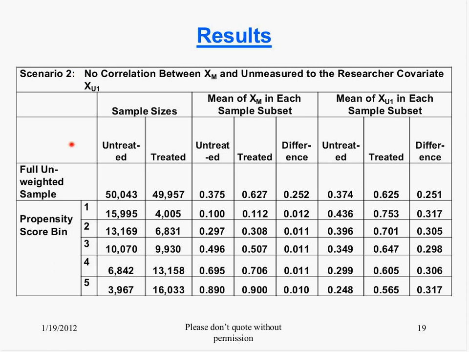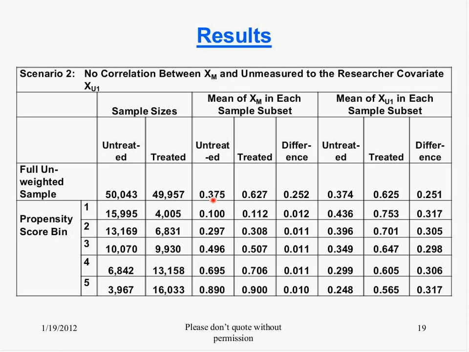We're in scenario 2, the scenario where there's no correlation between XM and any of the unmeasured covariates available to the researcher, and this is looking at U1 specifically here. In scenario 2, we ended up with 50,043 untreated patients and 49,957 treated patients. If we look at the mean of XM in the full unweighted sample, we see that untreated patients had an average value of XM. Remember, this is a number between 0 and 1. Everybody's assigned a value of this number between 0 and 1.